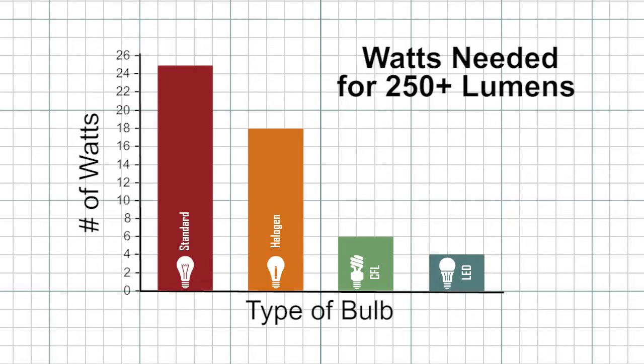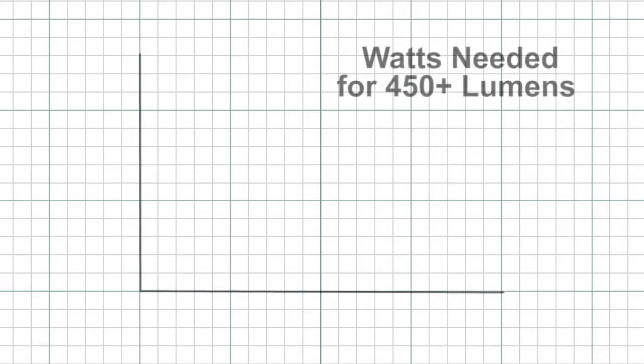Could someone who hasn't seen the lumens chart understand what this graph is about? Is the value of each bar clear? What can you tell from the graph? Let's try graphing the information for 450 lumens. I draw my x-axis and label the types of bulbs.